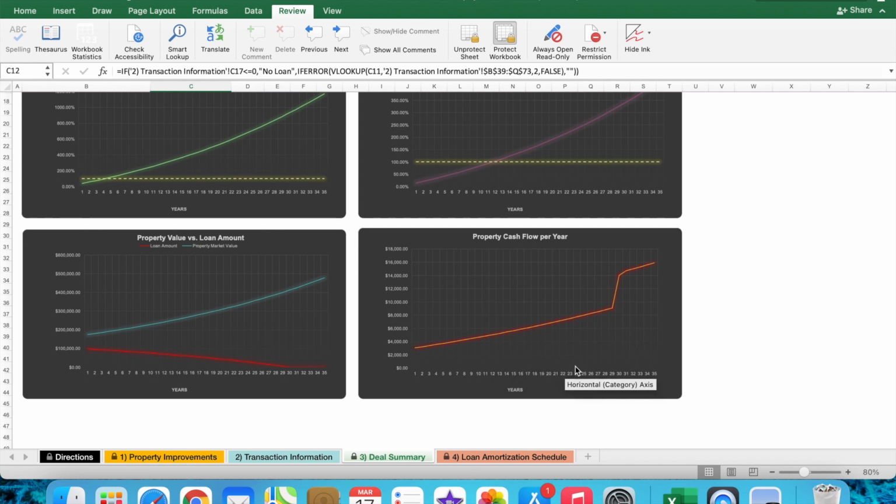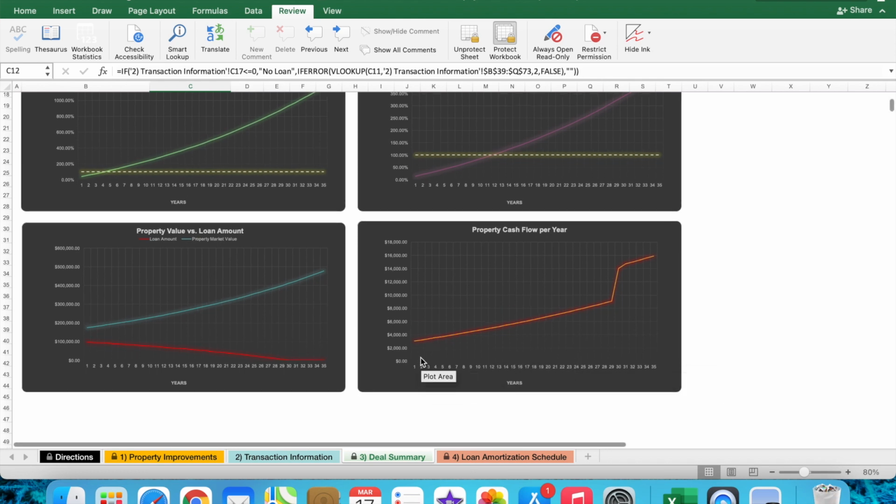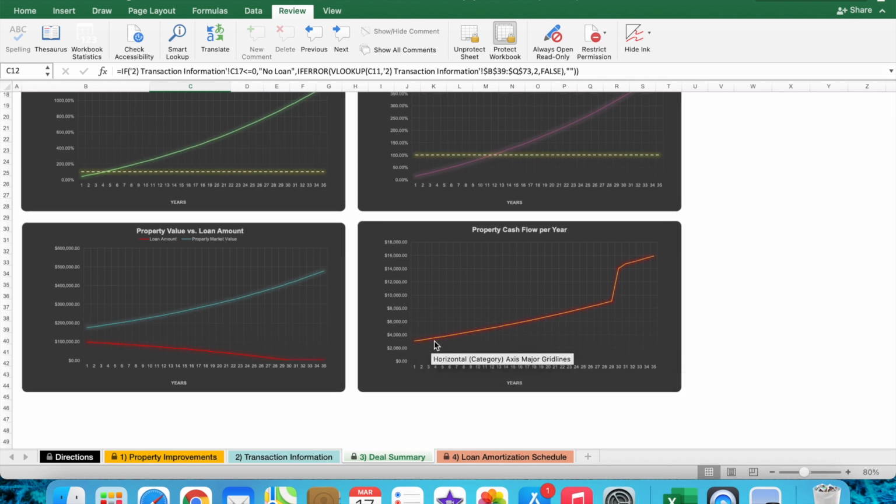And last but not least is the cash flow per year. So initially, the cash flow just goes up because I'm charging more in rent every year, 2%. And then once you pay off the property, right here, you get a big jump in cash flow. So it'll kind of graph that for you so you can see, okay, once I get this property paid off, this is how much I'm going to be making. And you can play around with that.